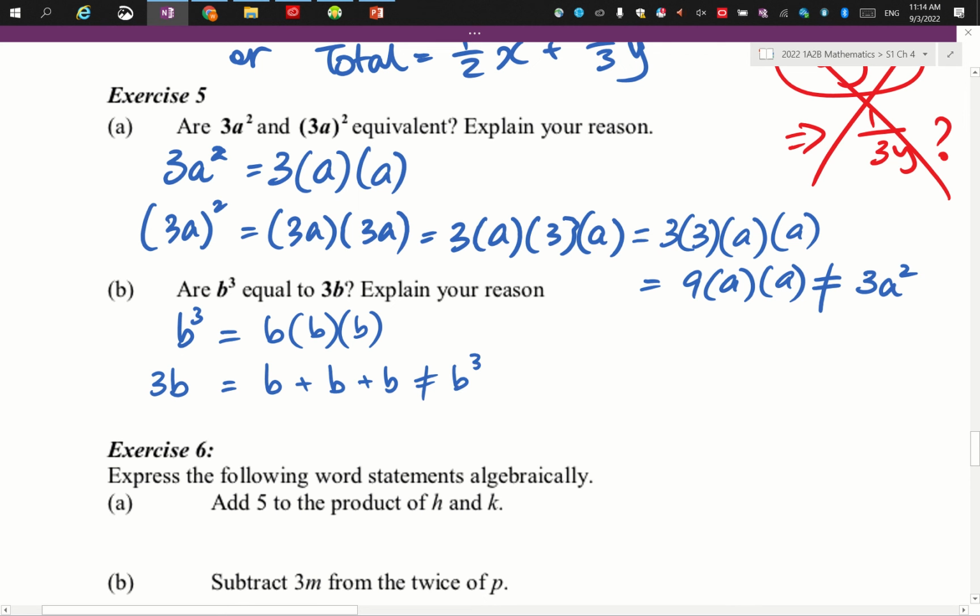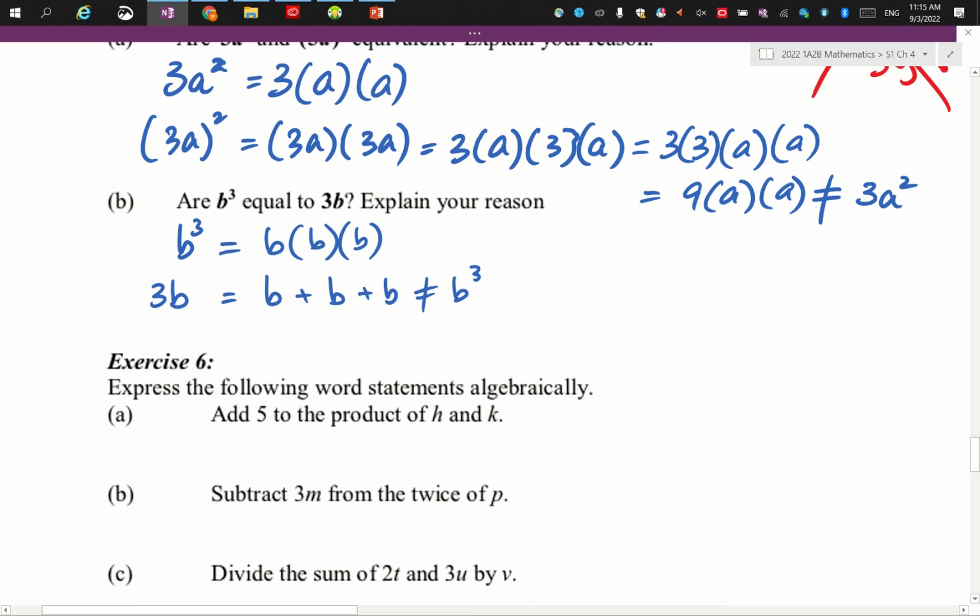If you put in values, you will see that they're different. For example, 1 cube. 1 cube is 1 times 1 times 1, right? And what's 1 times 1 times 1? You need calculator? No need, what's the answer? 1 times 1 times 1 is 1, right? Or if b has a value of 1. But then what about 3 times 1? 3, right? So 1 not equal to 3. You can put in values to confirm whether you're right or wrong.